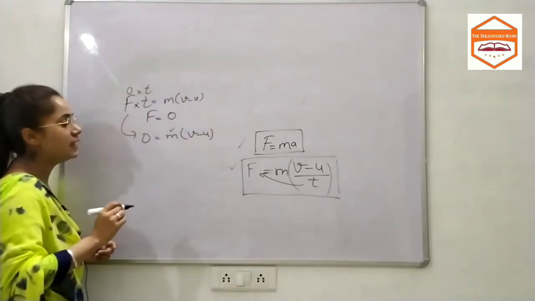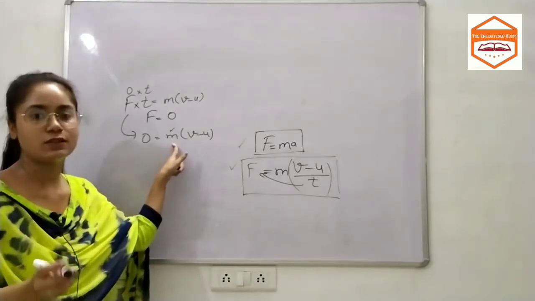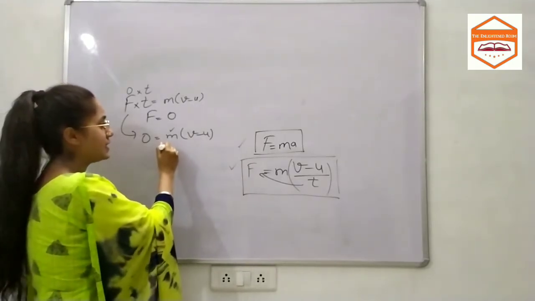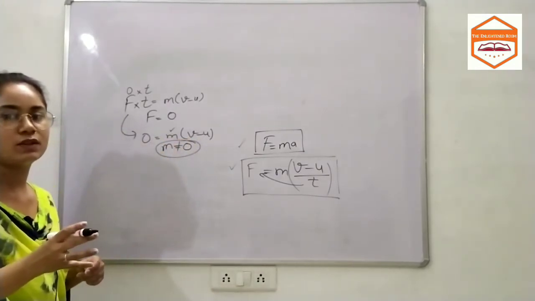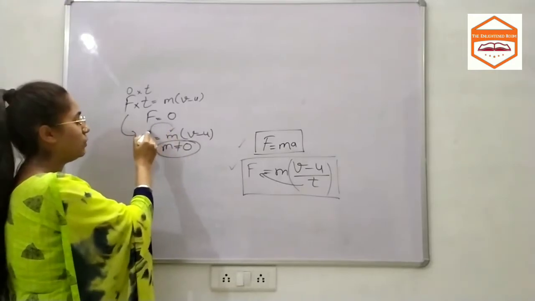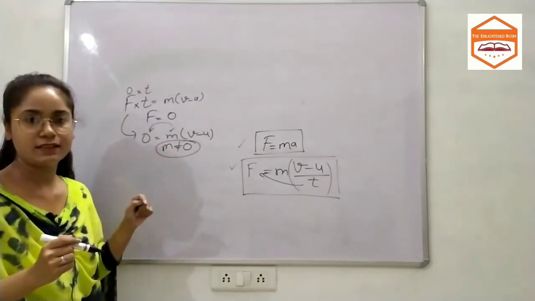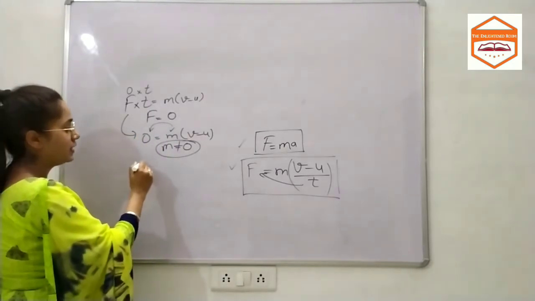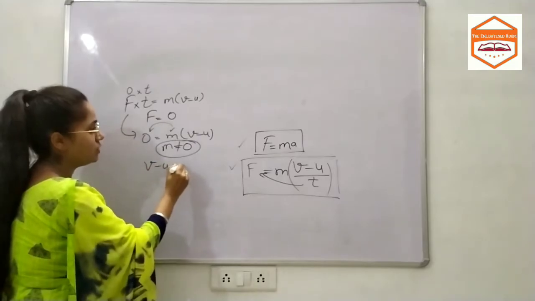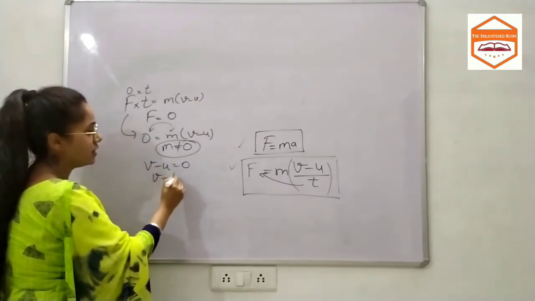Now one thing you need to remember is that m is a non-zero quantity. M is never equal to 0. It is a non-zero quantity, so it cannot be equated with 0. So we are going to remove this m here, and we will be left with v minus u equals 0. And hence it will be v equals u.